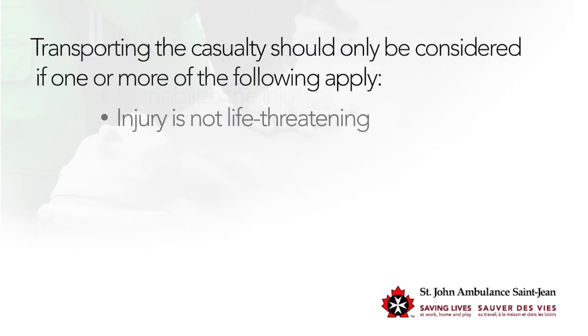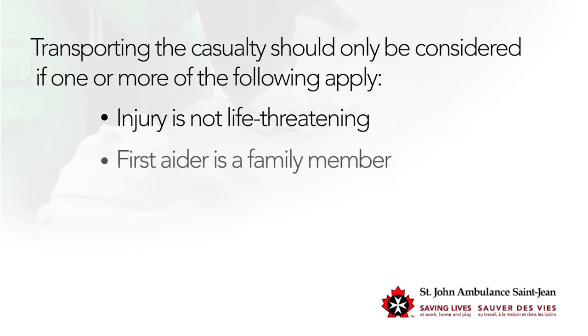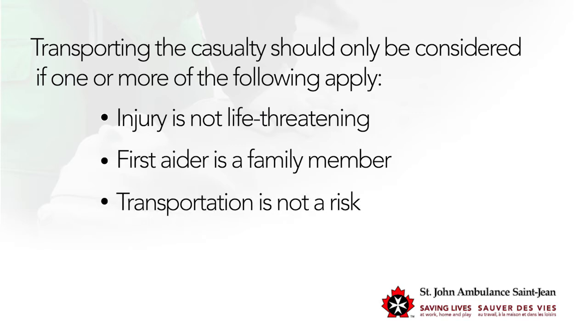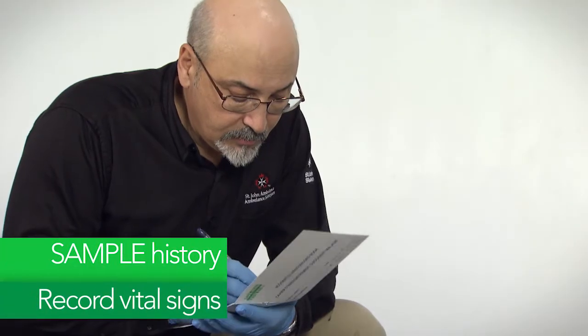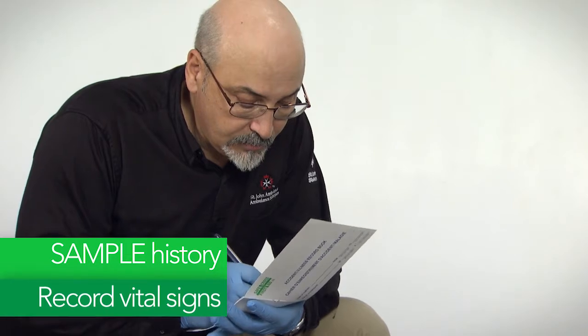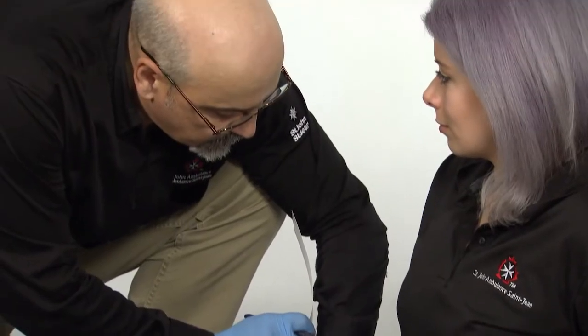First aiders should consider transporting a casualty only if the injury is not life-threatening, when the first aider is a family member, transportation is not a risk for the casualty and the first aider, and medical help is delayed or cannot be reached. Perform a modified secondary survey. Take a sample history and record a baseline set of vitals.